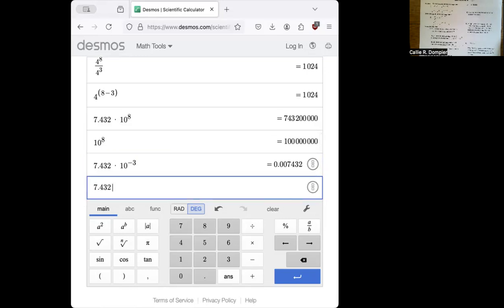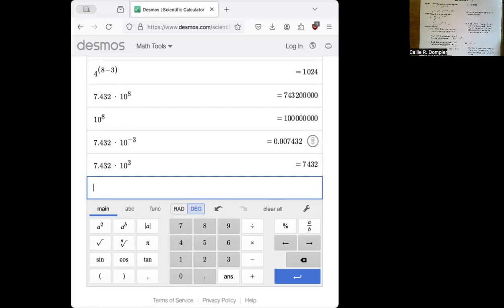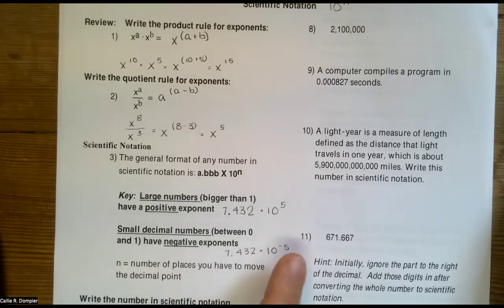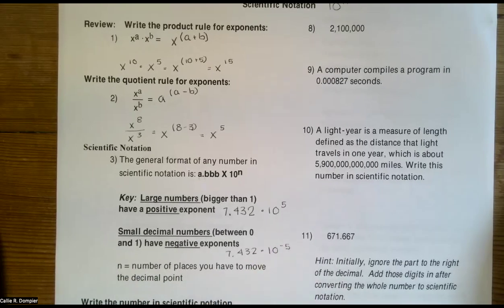7.432 times 10 to the second, right? That number got bigger, second to the third, that number got bigger, bigger, bigger, right? Okay, so that's the difference. If the exponent is a negative number, the whole answer is going to be small. If the exponent is a positive number, the answer is going to be bigger, okay? And I'm going to go back to our paper. That exponent is the number of places you move the decimal point, okay?